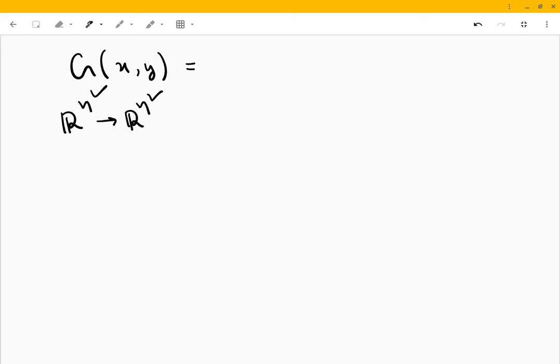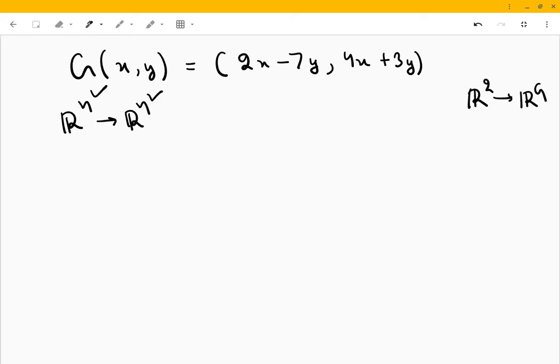So this is the linear transformation, and it is defined as 2x minus 7y and 4x plus 3y. What this means is that this is specifically from R2 to R2, right? G is from R2 to R2.